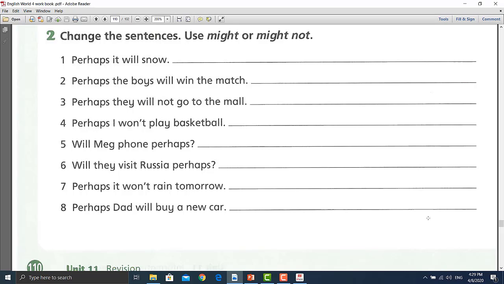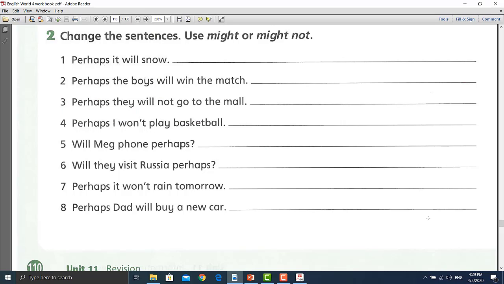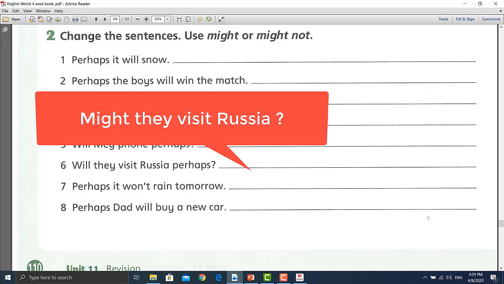Number 5, will make phone. Perhaps. Omit will and perhaps. Yes. Might make phone. Number 6, will they visit Russia? Perhaps. Omit will and perhaps. Yes. Might they visit Russia? Number 7. Number 8 will be your own homework.